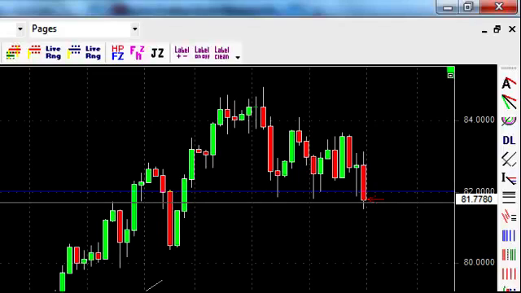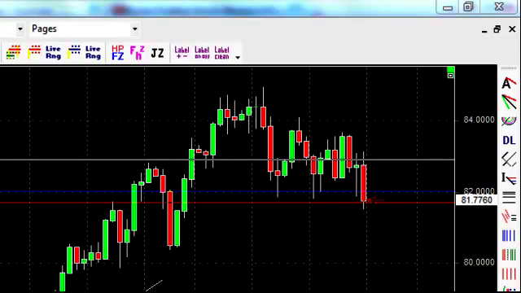Really tight stop. Okay. And we put our profit target right here at 82.90. Okay. So we'll color this one green so you can see the colors. Okay, blue is where we wanted to enter the trade.